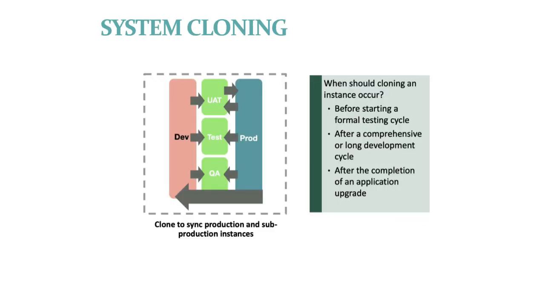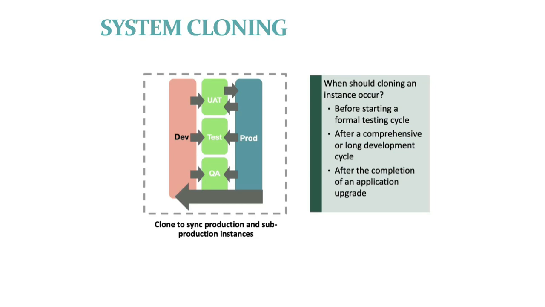Next is system cloning. So what does system cloning do? System cloning generally happens from production to test, UAT, QA or dev. So why is system cloning performed to different instances? Suppose we are working on multiple instances, and we are moving a lot of changes from dev to UAT and then UAT to production.